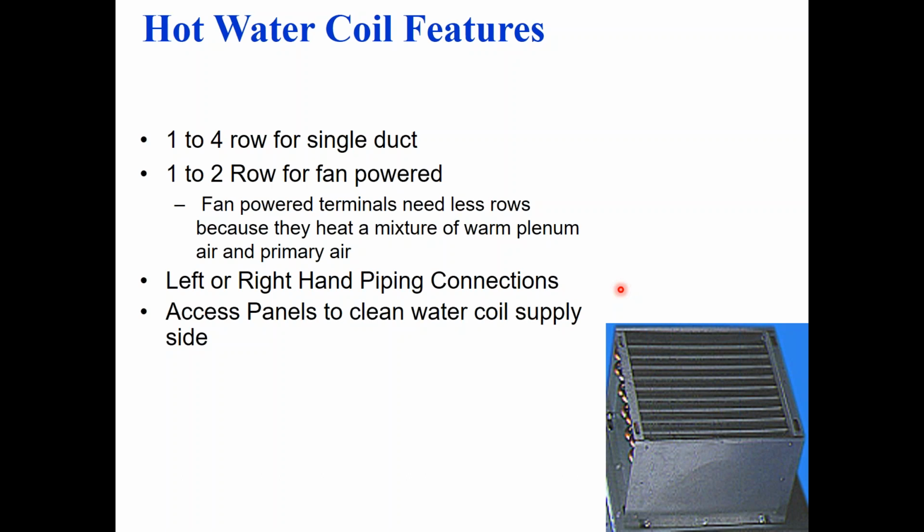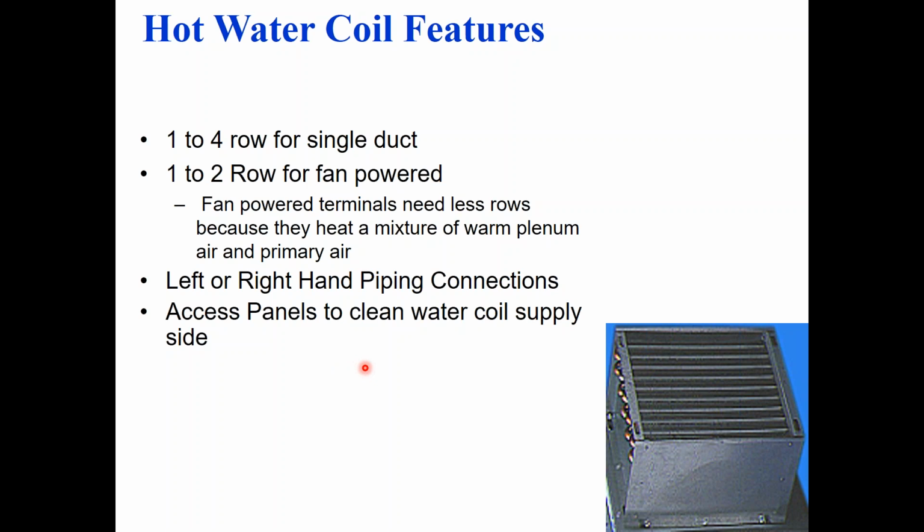All these boxes have the ability to add heating systems to them. Both the single duct and the fan power boxes can do that. You can add hot water coils to them. The single duct boxes have choices of 1 through 4 rows. The fan power boxes just have smaller coils because it's already using the fan power box and the plenum warm air as its first stage of heat. You can select them with left or right hand piping connections.